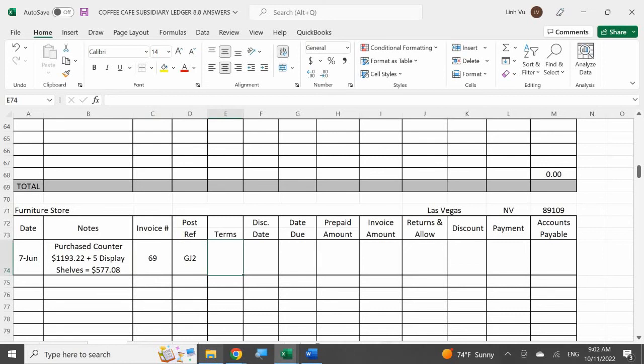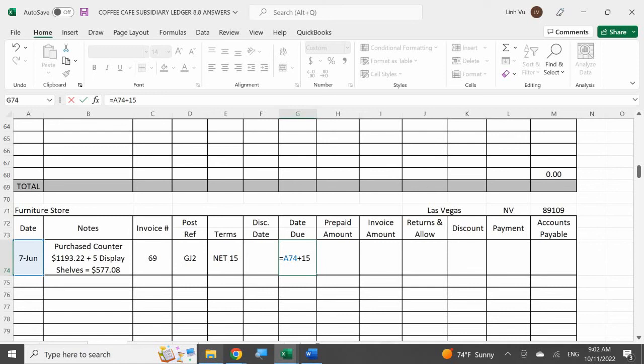Terms. Were we given terms? Yes, 15. Yep, net 15. So therefore, no discount available. However, there is a solid due date. So when is my actual due date? If I have 15 days upon receiving my bill. The 22nd. The 22nd, right?